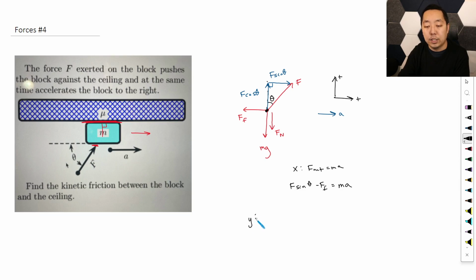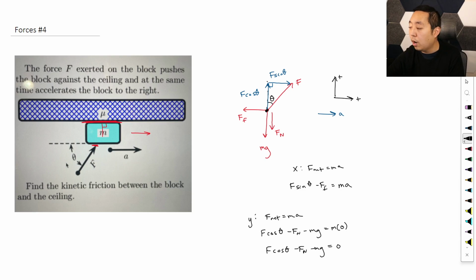Okay, and in the y direction, if we do F net equals ma, all the upward forces are positive, so F cosine theta is pointing up, so it's positive. And then Fn and mg are pointing down, so they are negative. Now in this case, the vertical acceleration is 0 because it's not going up or down, it's only accelerating to the right. So it's m times 0 because there's no vertical acceleration. So you have F cosine theta minus Fn minus mg is equal to 0. So those are our steps for Newton's second law.